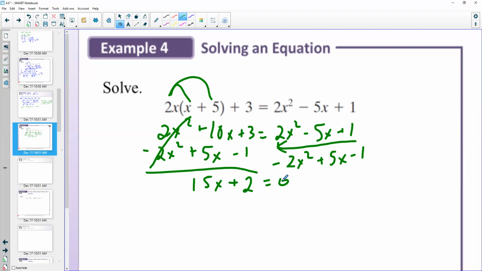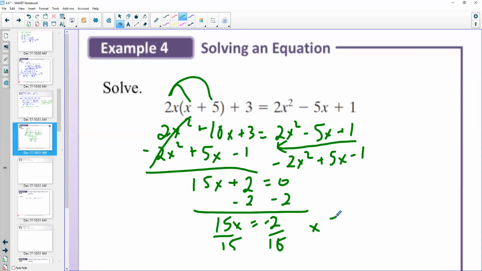I moved too much to the left because now all I really need to do is put that 2 back on the other side. And I get 15x equals, or sorry, negative 2, divided by 15. X is negative 2 over 15. That's it. I didn't need to even factor anything there. I just canceled it all out. Lovely, isn't it? All right.